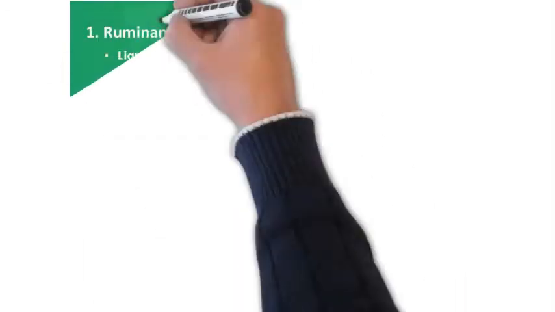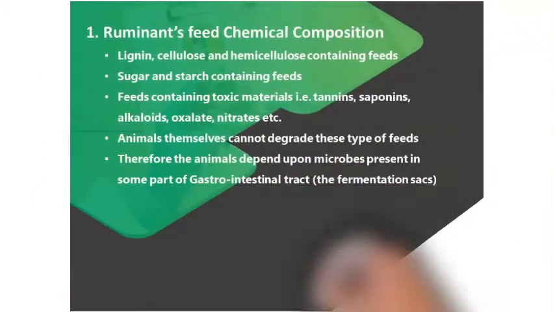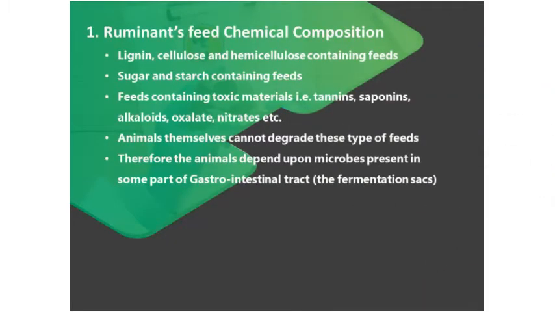The chemical composition shows that there are lignin, cellulose, hemicellulose, starch, and sugar-containing feeds. Some of them might have toxic materials like silica, tannins, saponin, alkaloids, oxalates, nitrates, and sulfates, etc. The animals themselves cannot degrade these feeds as they have no enzyme of animal origin required for the degradation of these feeds. Therefore, they depend upon the microbes present in some part of the gastrointestinal tract, the fermentation sacs, which help the animal in getting energy out of these feeds.